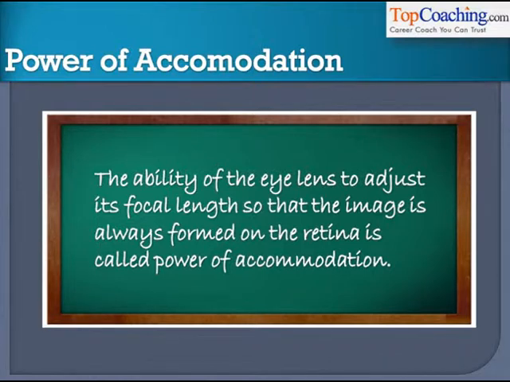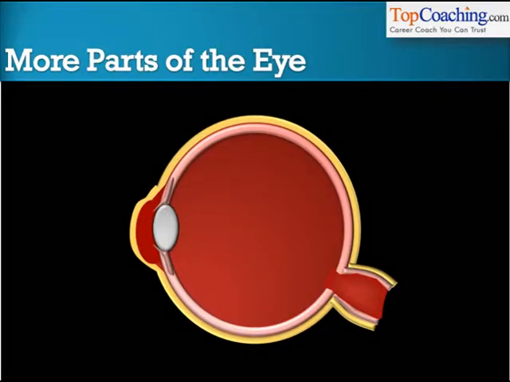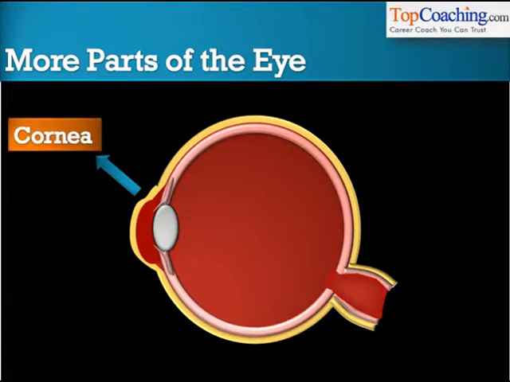Now that we've looked at some important parts of the eye and we've understood how it functions, let's look at some more parts of the eye which we haven't yet studied. An important part of the eye is the cornea, which we have studied. It is the external layer, next to the eye lens, which helps in refracting the light that enters the eye. We have studied about the eye lens. It refracts the light and converges it on the retina.